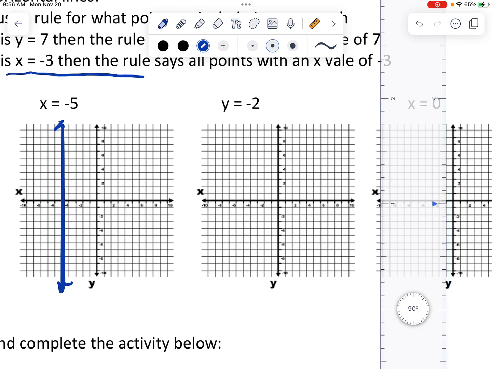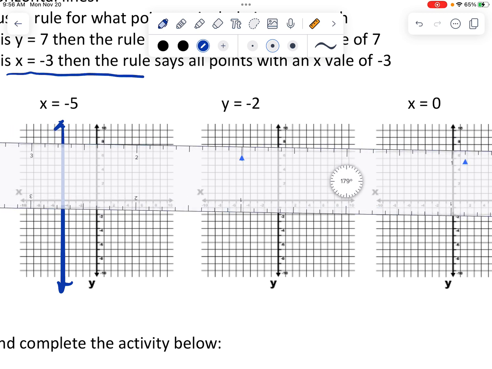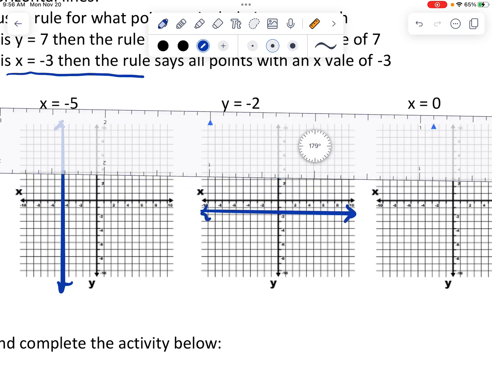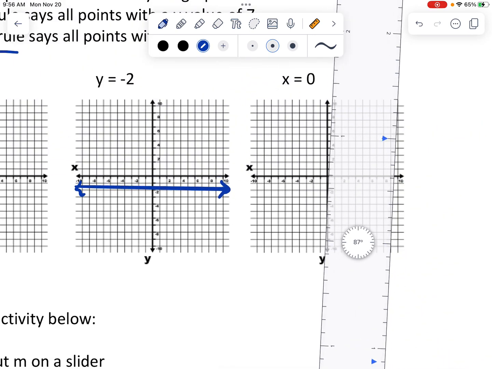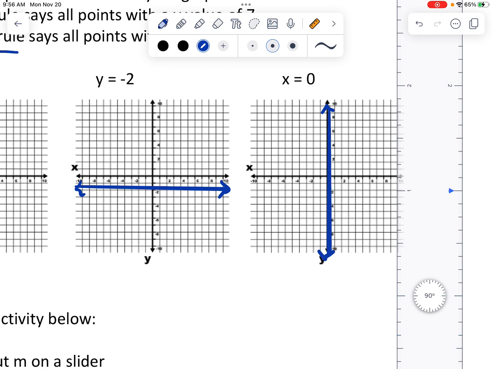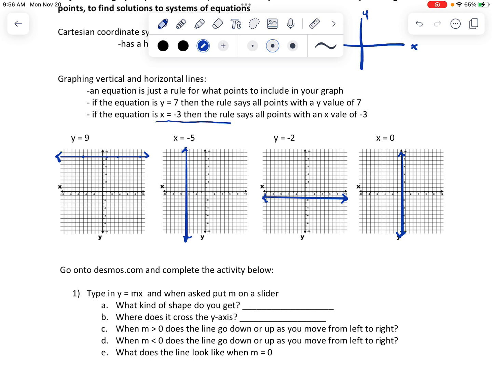So y equals negative 2. That's going to be a horizontal line where all the y values are negative 2. Sorry, I can't get this totally straight. And the line x equals 0, that's just our y-axis, right here, where all the x coordinates are 0. So that's how we graph a vertical and horizontal line.